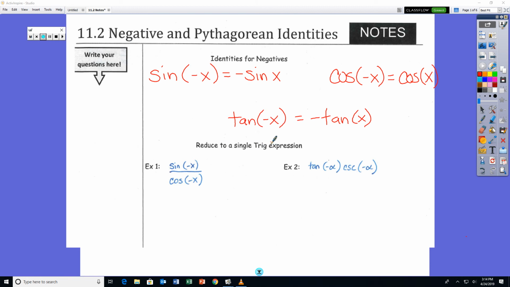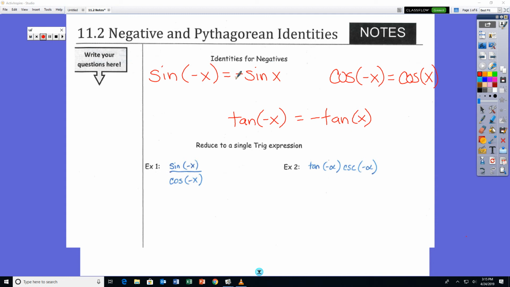Alright, so this is 11.2. We're talking about negative and Pythagorean identities. Similar to the last section, these are just identities for our sine and cosine functions that we can use to help simplify or reduce or verify our various trig expressions.